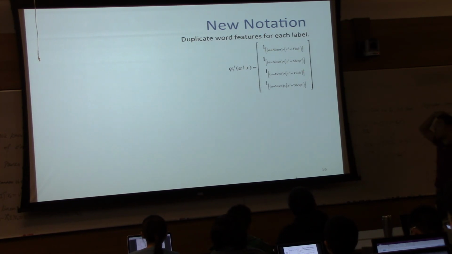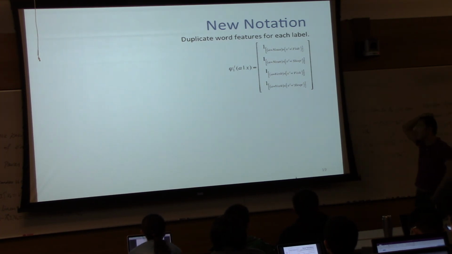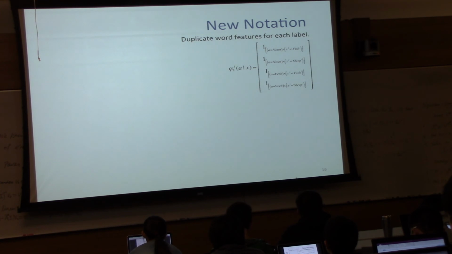The second feature is 1 if the input token is noun and the jth word in this sequence is sleep, otherwise it's 0. The third feature is 1 if and only if the input token is verb and the jth word is fish. The last feature in this feature vector is 1 if and only if the input token is verb and the jth word is sleep. So given our limited vocabulary and our limited token space, exactly one of these features will be 1, the rest will be 0.